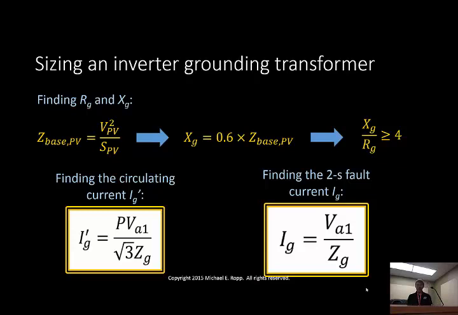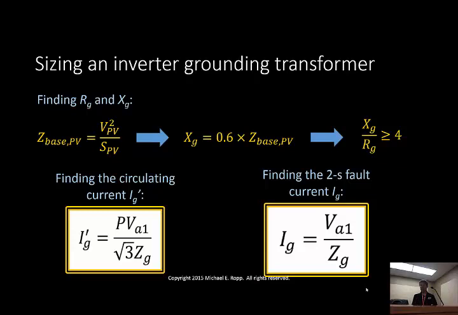Last but not least, I need that 2-second fault current rating. And what we do there is we say, okay, we went back to that symmetrical component diagram, coupled together at the fault. What is the worst voltage that can show up on that grounding bank zero sequence impedance? The absolute maximum voltage we could get would be basically if all the other impedances in the system were 0. So I've got VA1 directly applied to the grounding transformer.